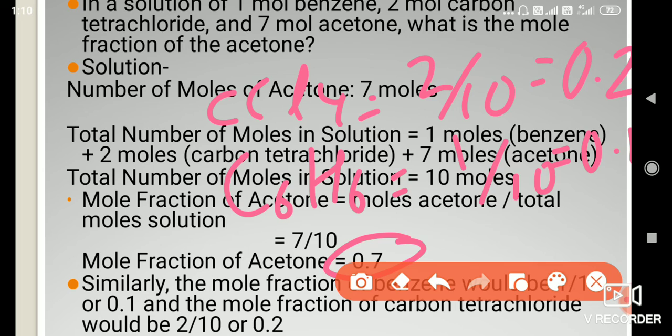So that is how, with the help of this, you can find the mole fraction of any substance. Hope you all have understood what mole fraction is and you can easily perform the various numericals related to mole fraction.